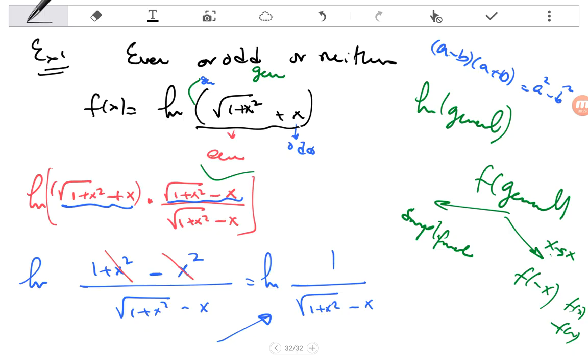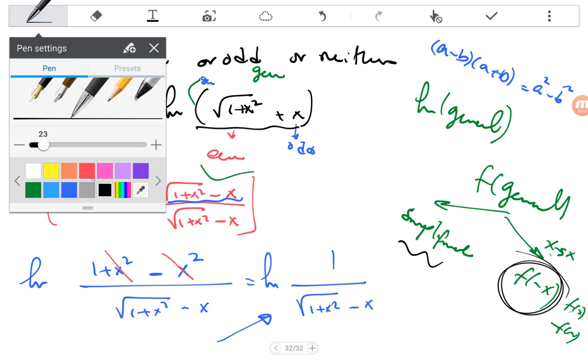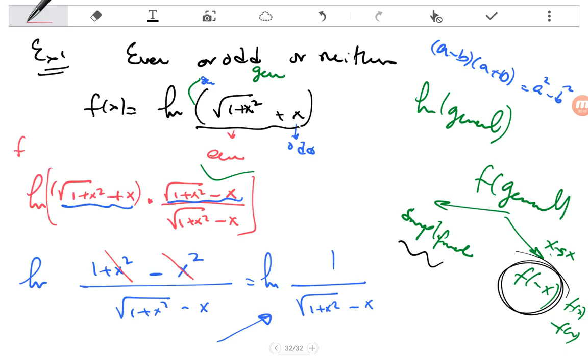Sorry, I will not solve it by simplification. We just use the original method, which is f of negative x. I will just check f of negative x. So what is f of negative x? For f of negative x, I will just change every x to be negative x.